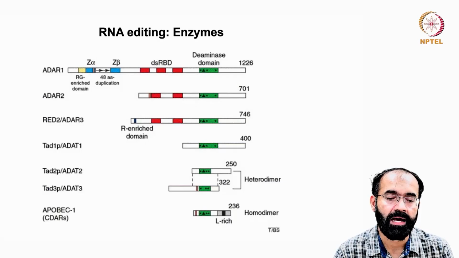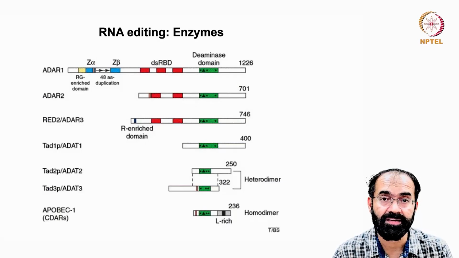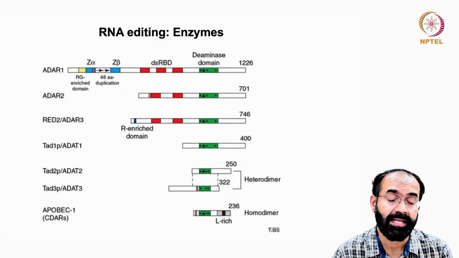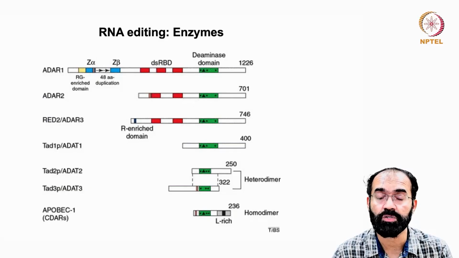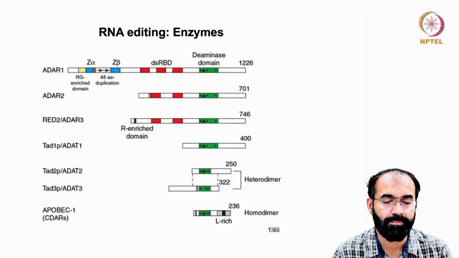RNA editing enzymes are quite interesting. They have several unique features, and they also have several common features. And what are they? This is ADAR1, ADAR2, RED2, ADAR3, and the names of these genes are not important. Let us see with some example.